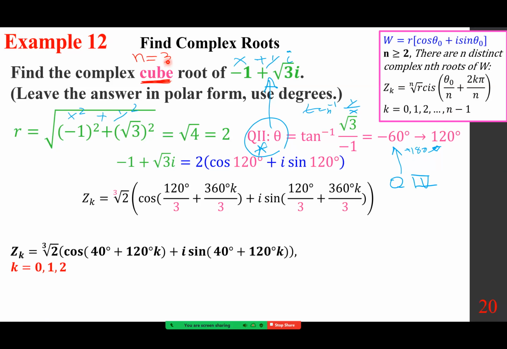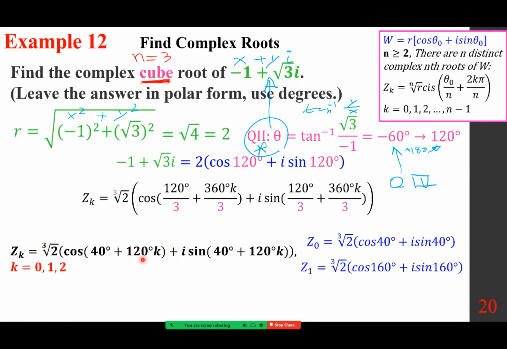If we plug in 0, this goes away. So just 40 degrees. r cis 40. If we plug in 1, we get 120 and 40, 160. So r cis 160, of course, r is cube root of 2. If you plug in 2, 2 times 120, 240 plus 40 is 280. So r cis 280, r is cube root of 2. So those are the cube roots.